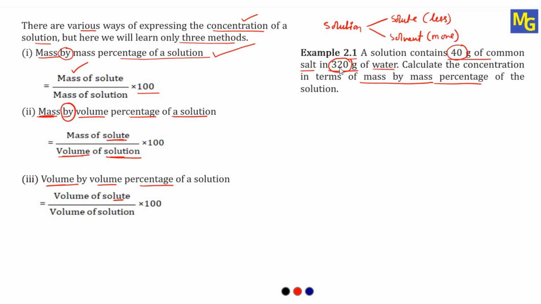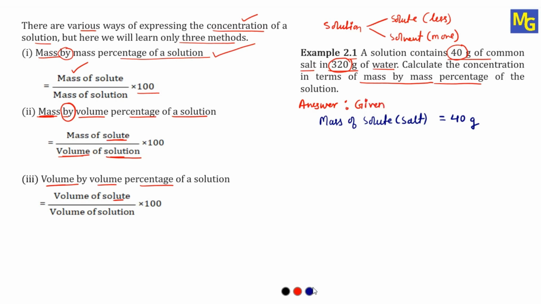So now start solving. I'll write here answer. First we will write what all given we have. So I'll write here mass of solute. What is our solute? It is salt. So I'll write here salt. How much is given? It is given 40 gram. So I'll write 40 gram. And I forgot to write here given, so I'll write it here, given.